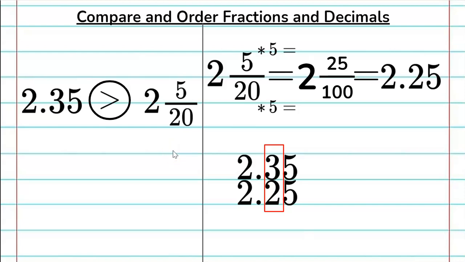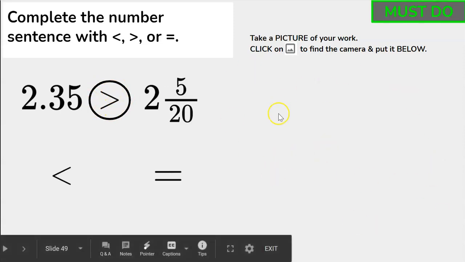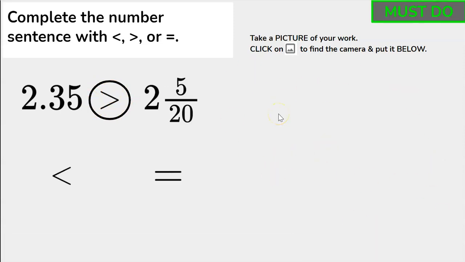So if you were doing this problem on your slides, you would show this work either in your notebook or on your whiteboard. And then on the slide, you would put the greater than symbol, drag it right here, and take a picture of your work right here. That's our first example. We're going to do one more example in our notebooks right now.